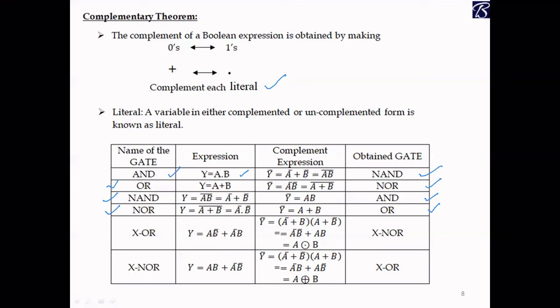so what is the dual of this? A plus B bar into A bar plus B, and take the complement of each literal. So that's why it becomes A bar plus B into A plus B bar. If you simplify this one, you will get A bar B bar plus AB, that is XNOR gate. In the same way, for XNOR, you will get XOR operation.